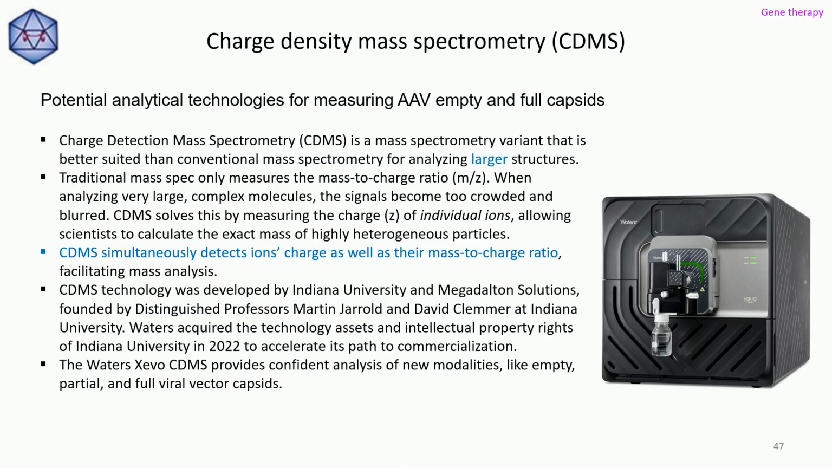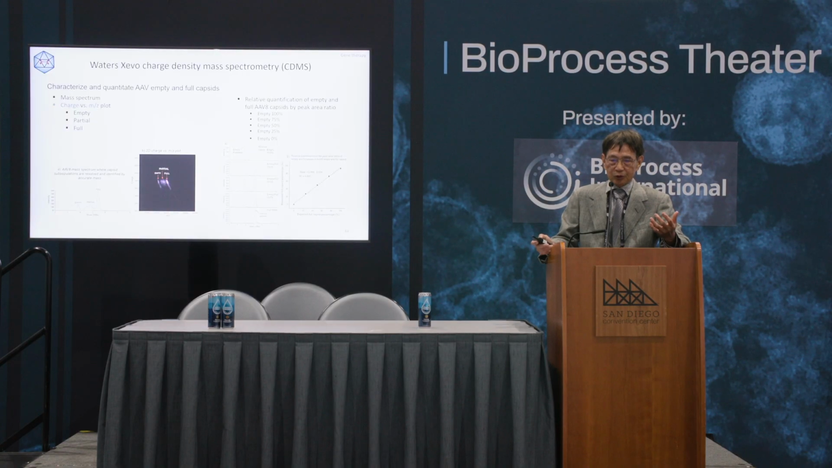So mass spec is based on mass per charge, right? If you know the charge, you can get the mass immediately. So they get a very precise, accurate mass for the big molecule. AAV is very big, right? So they can do that.